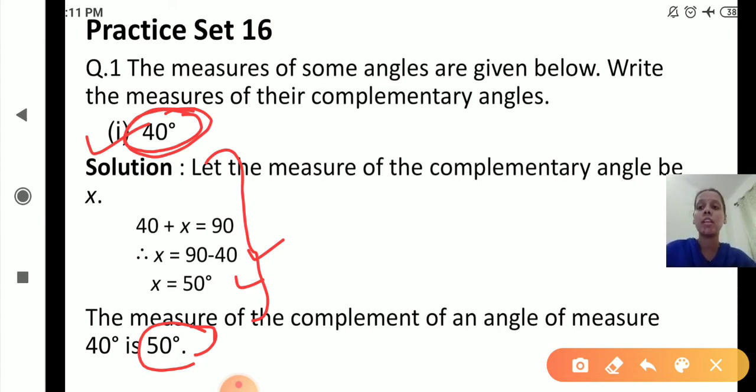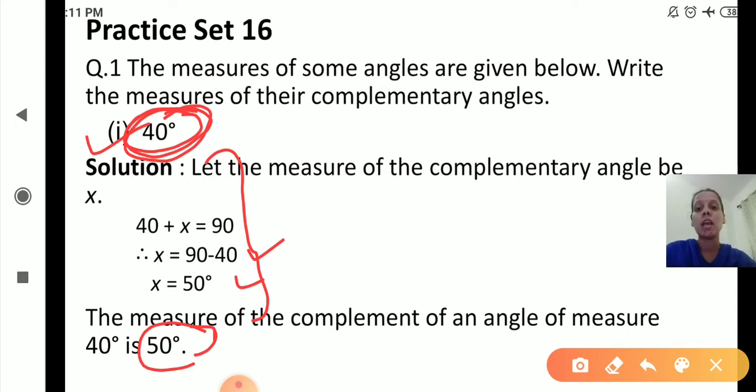So how will you find this? One angle is given, you will subtract that angle from 90 degrees, as the sum of the measures of two angles is 90 degrees in complementary angles. So if the measure of one angle is 40 degrees, then the other angle is 90 minus 40, that is 50 degrees.